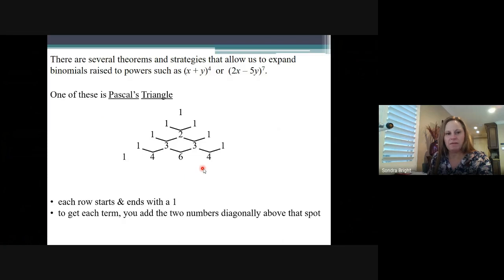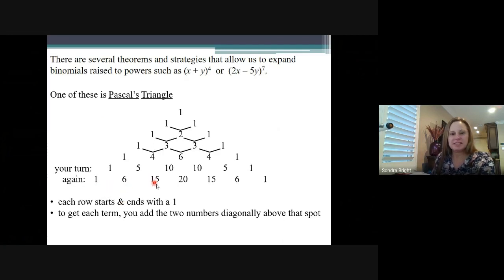All right, your turn. Fill out the next row. Hopefully you got a 1, a 5, a 10, a 10, a 5, and a 1. Do it again. Do the next row, which is technically the 6th row. And hopefully you got 1, 6, 15, 20, 15, 6, and 1.